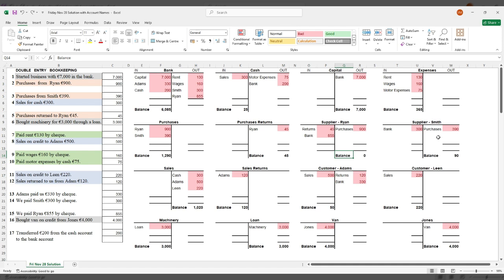This one here is a bit different. Smith supplied us with 390. We paid him 300. We still owe 90. That's why the balance is 90. Okay, look, I think that covers it. The main thing are the debits and credits. Next thing, the name of the corresponding accounts. And a very easy thing to do is simply to get the net balance or the net figure in the account.